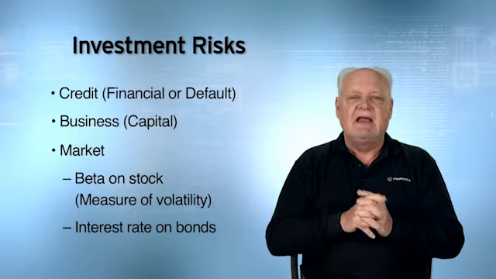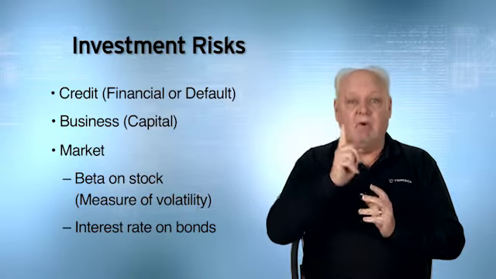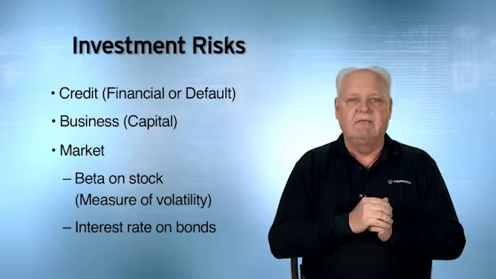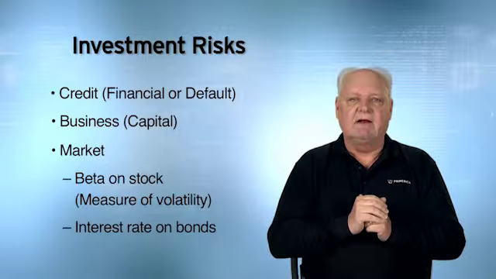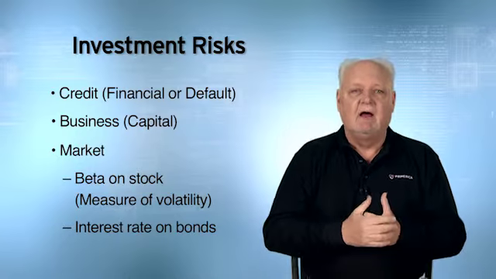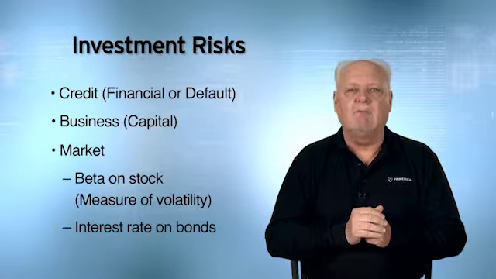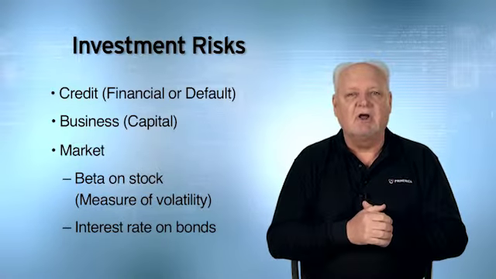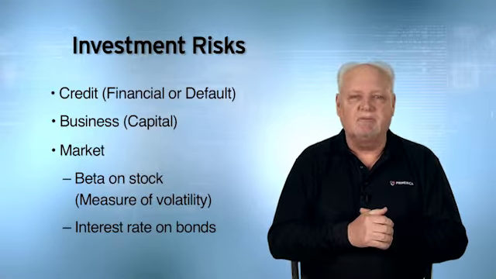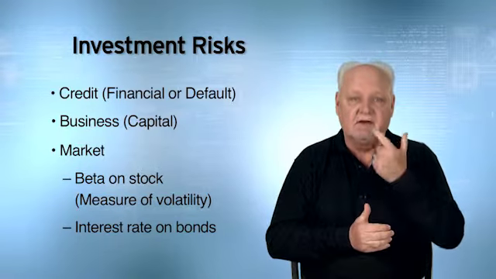Now, what if we have a stock or fund that has a beta of more than 1? Now this stock or fund would be more volatile than the general market. So if the market were to go up by 10%, we would expect to see this stock or fund go up by more than 10%. If the market were to go down by 5%, we would expect to see this stock or fund go down by more than 5%.